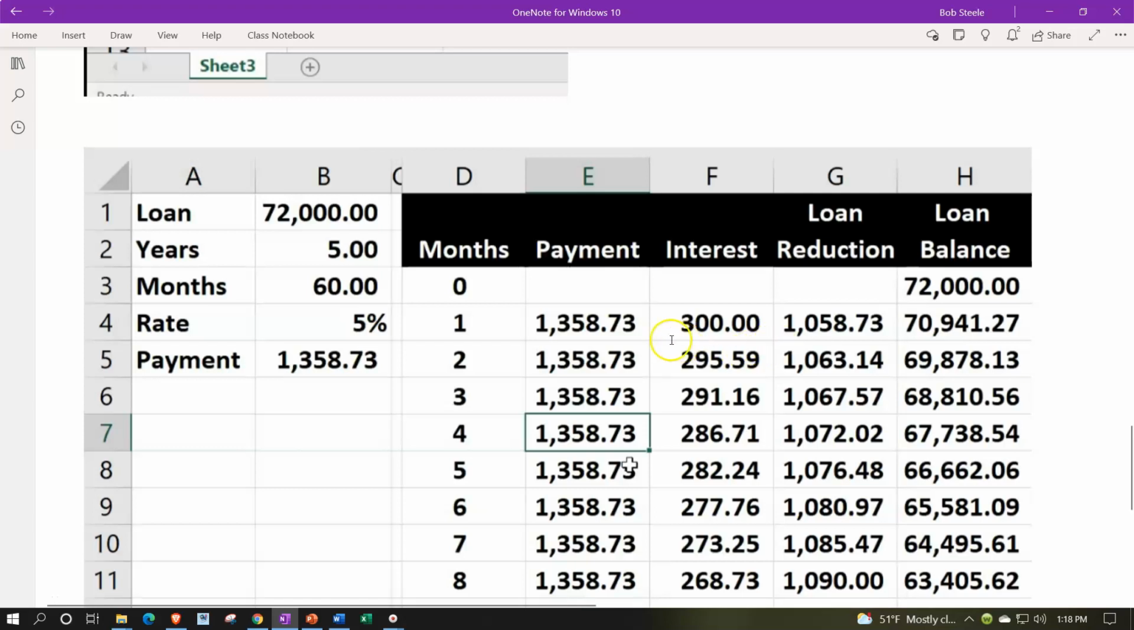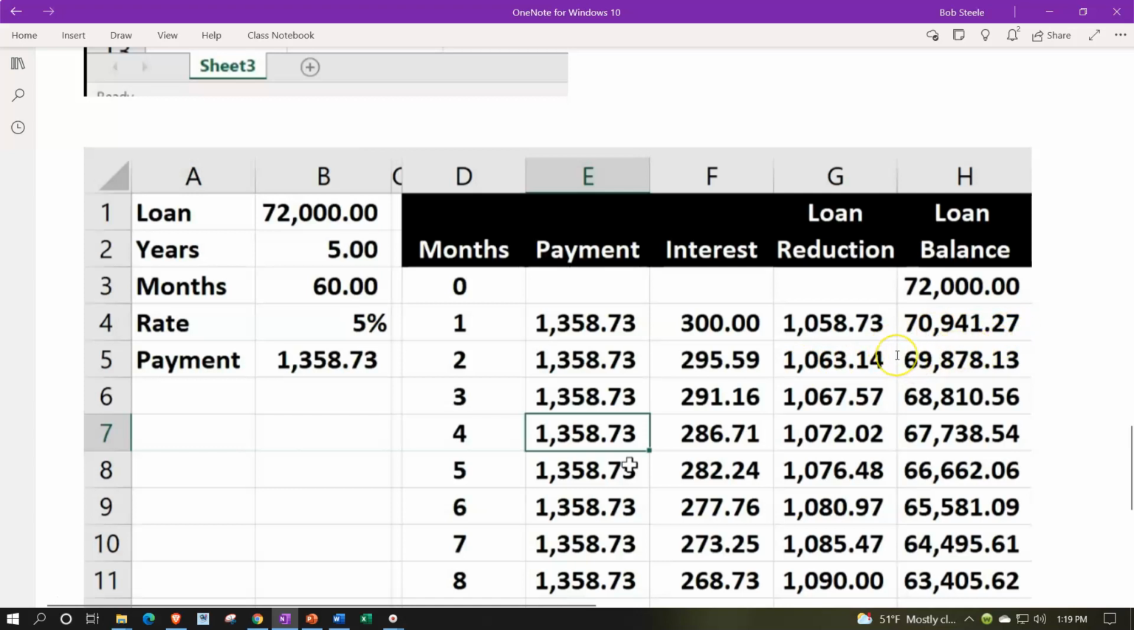The loan reduction is going to be the payment minus the interest amount, or $1,058.73. The loan balance then goes down from $72,000 by that $1,058.73 to $70,941.27. The payment for payment 2 is the same, but because the loan principal went down, the interest, which you could think of as kind of like rent on the loan, also went down and is now only $295.59. And if I take the $1,358.73 minus the $295.59, that gives us $1,063.14.